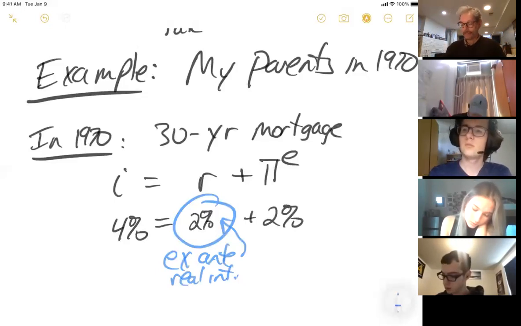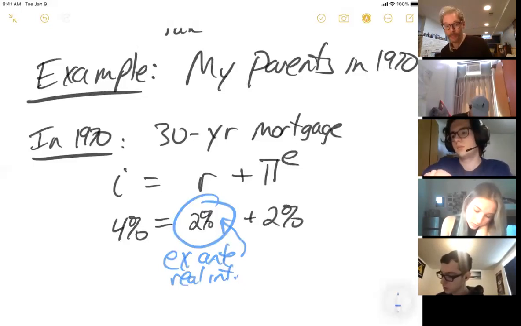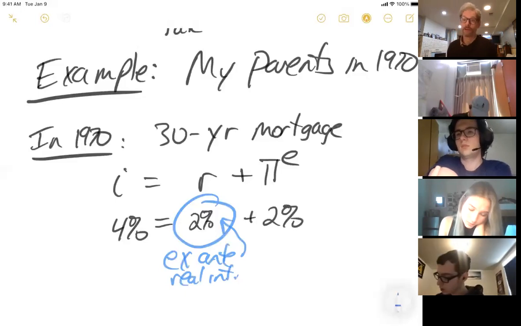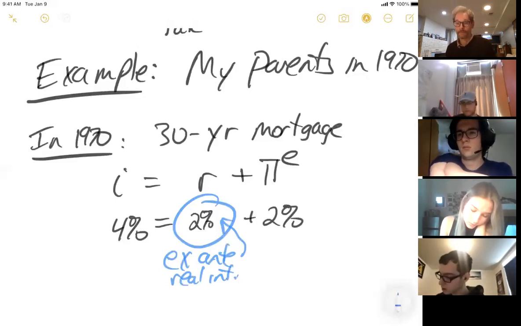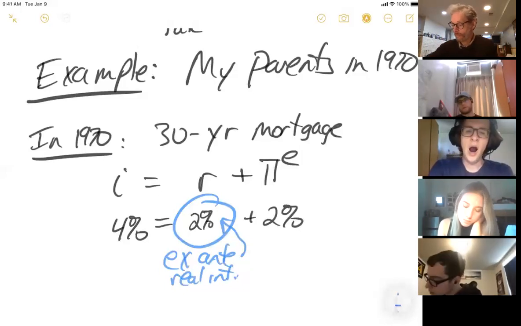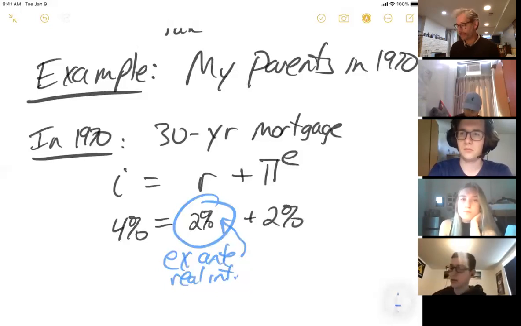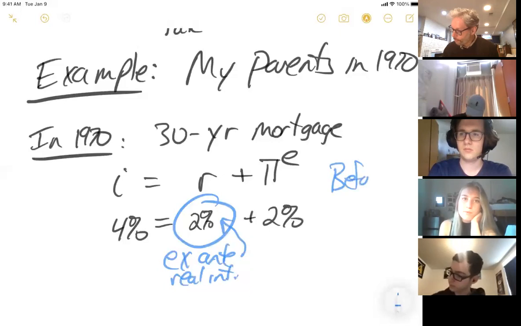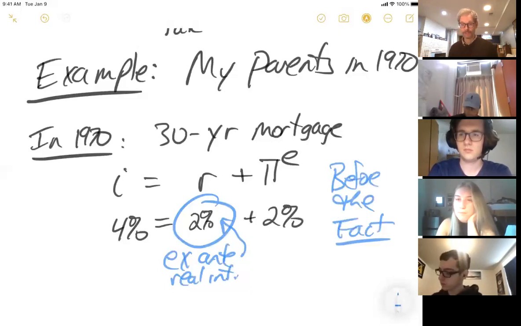So I need to charge 2% to cover what I think inflation is going to be, and then I need to get 2% over and above that to have a real profit. That's what the bank was thinking. But remember, this is all before the fact. Ex ante. This is what they were thinking when they signed that contract in 1970.